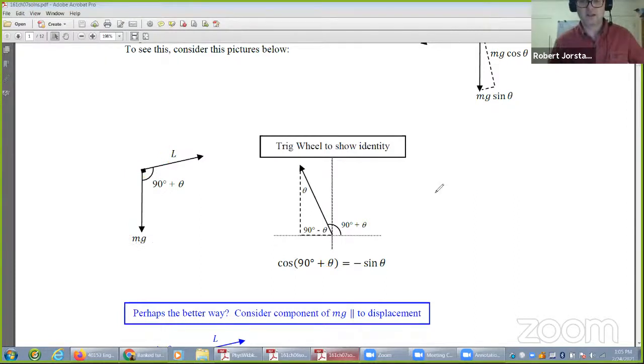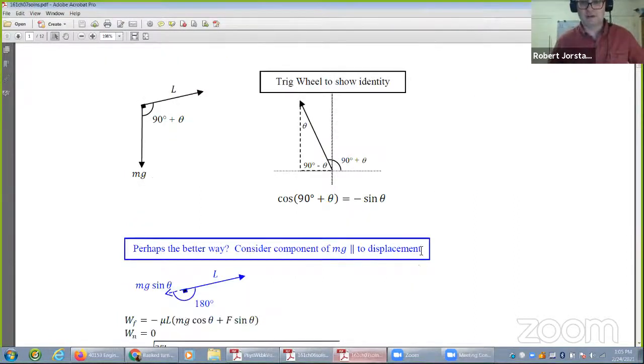All right, whatever. Look at this blue style down here. So look at this case. We see, consider the component of mg parallel to displacement. This is another way to do it. mg sine theta is the force that points downhill. L is pointed this way. So I could actually do it this way.